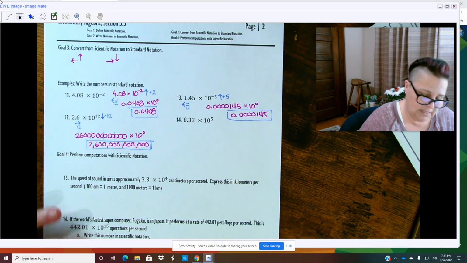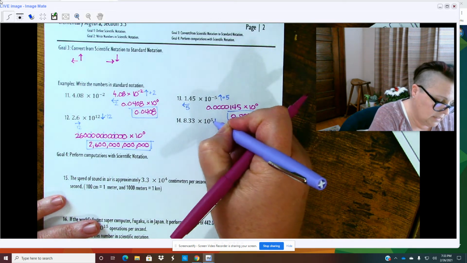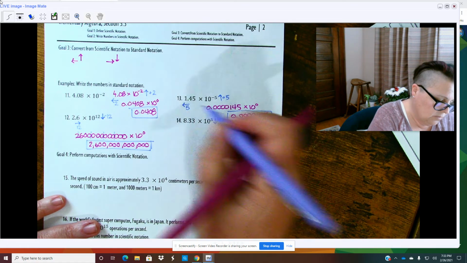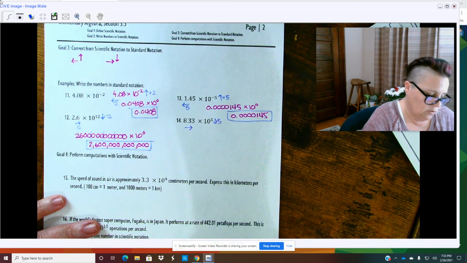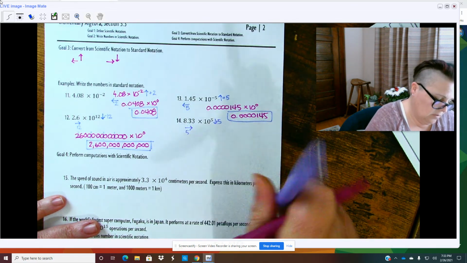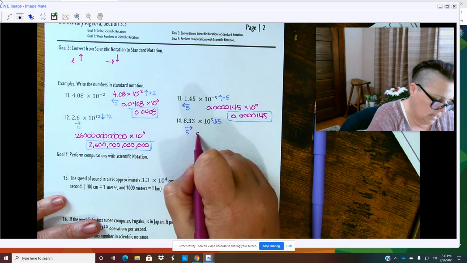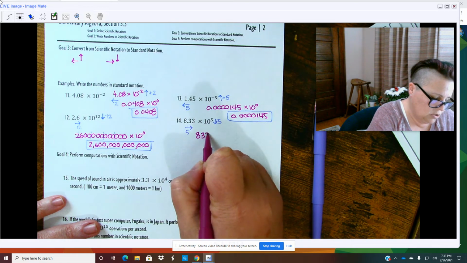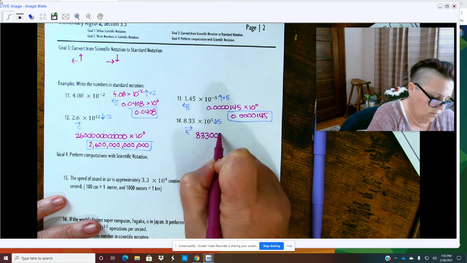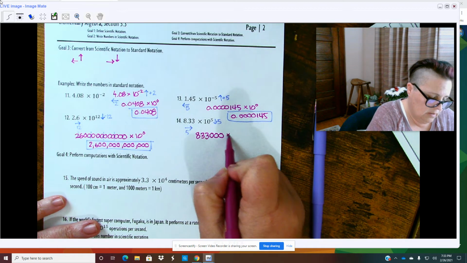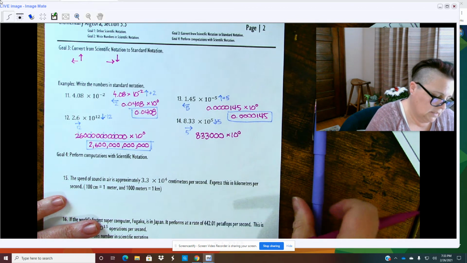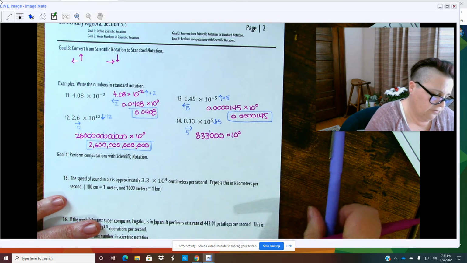8.33 times 10 to the 5th. This one would need to come down 5, which means that decimal point would need to go right 5. So that would be 8, 1, 2, 3, 4, 5 times 10 to the 0. 3 places for a comma.